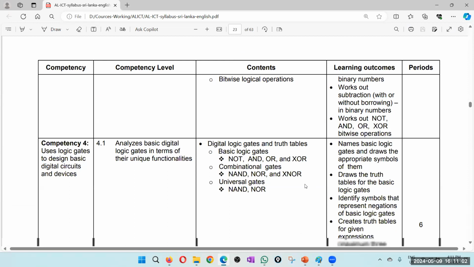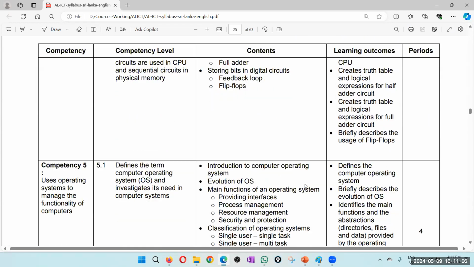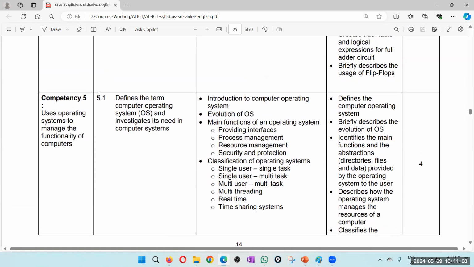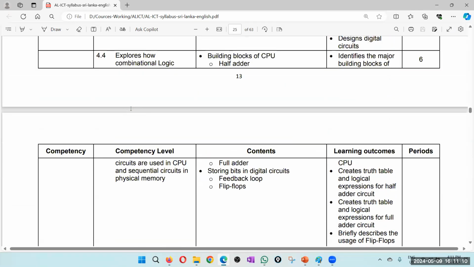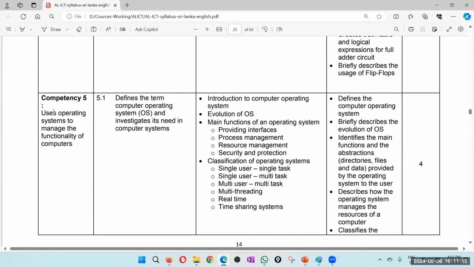So we did the third topic fully. Last time we did latches. This is topic 5, sorry, topic 5, not 4, operating systems.